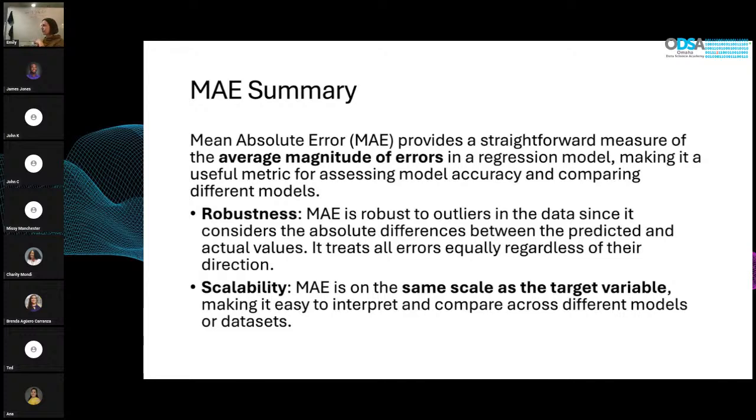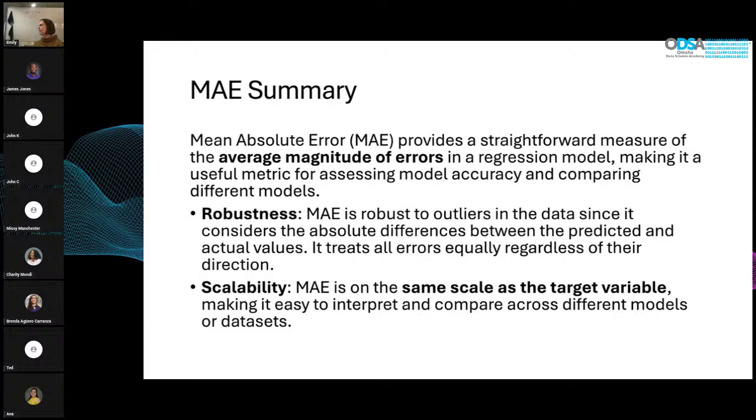And like I said, it treats everything equally, regardless of direction. So like I said, the sign doesn't matter. If you underpredict versus overpredict, if you make your prediction too high versus too low, those are treated the same.